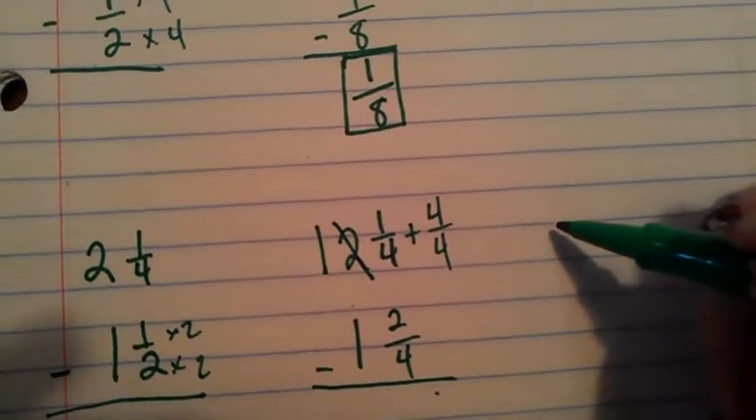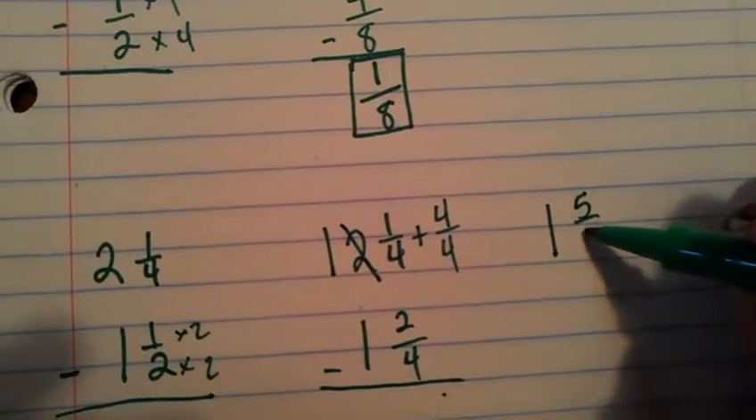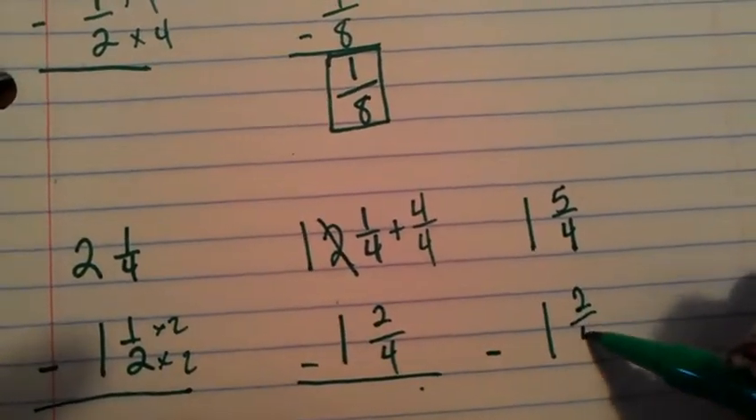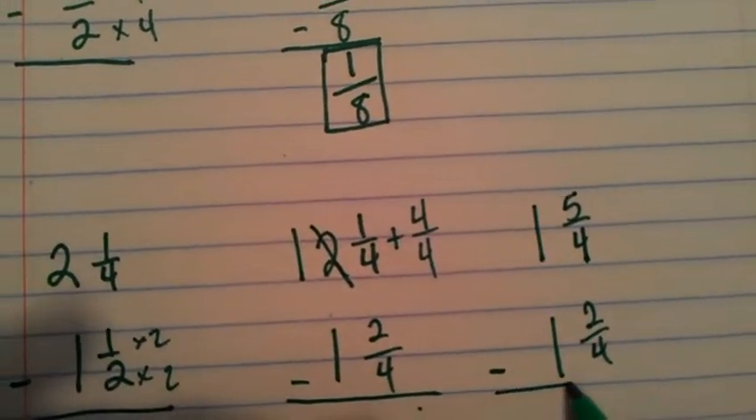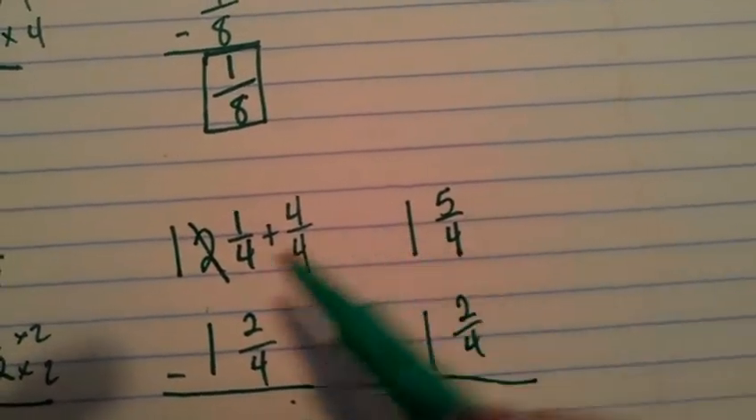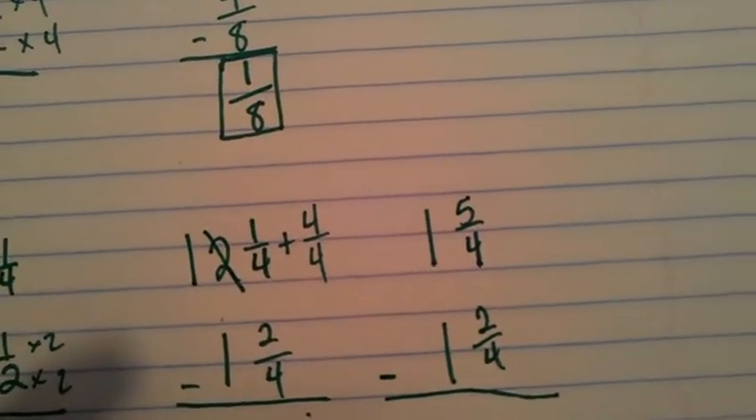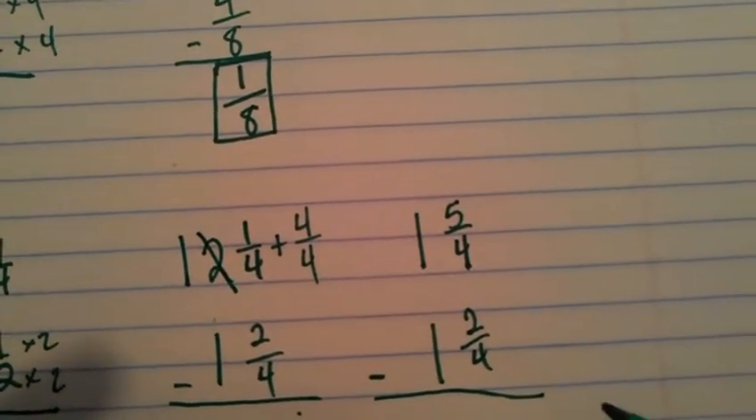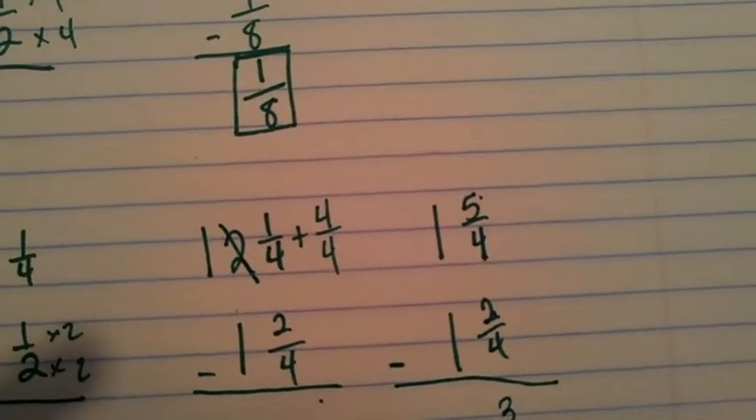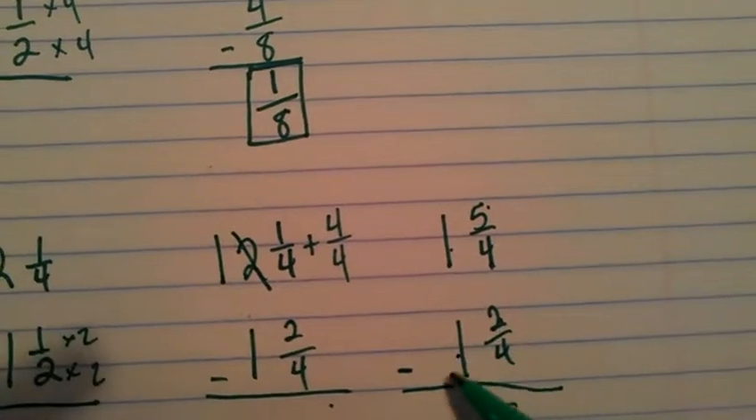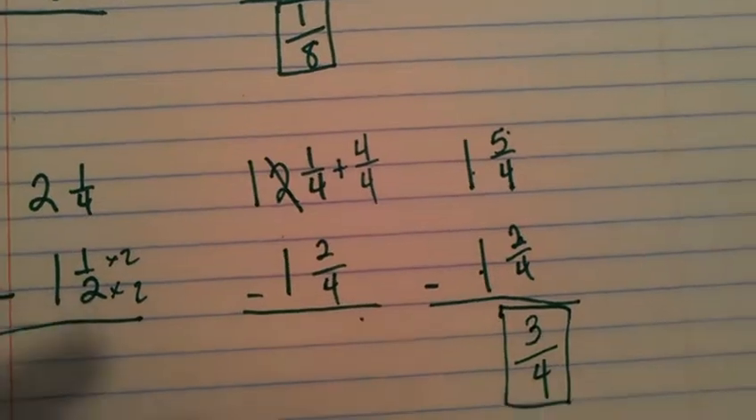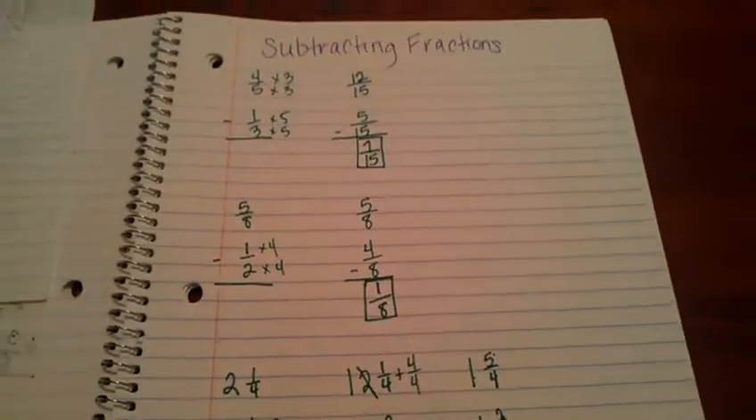So my new problem is 1 5/4 subtract 1 2/4. Sometimes you have to manipulate these numbers to get them in the form that you can use. As long as you don't change the value, you can manipulate them and change them any way you need to. So 5 subtract 2 is 3. Keep our denominator of 4. And then 1 subtract 1 is 0. So our final answer is just 3/4. And that is it for subtracting fractions.